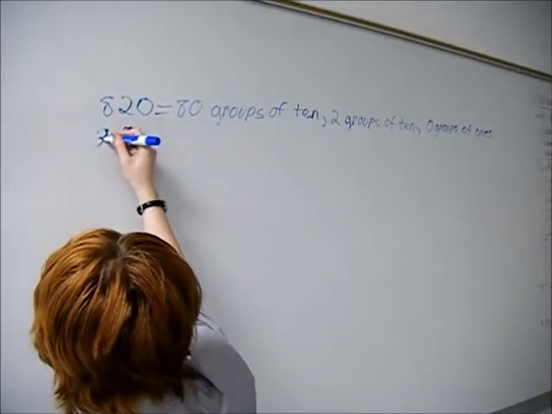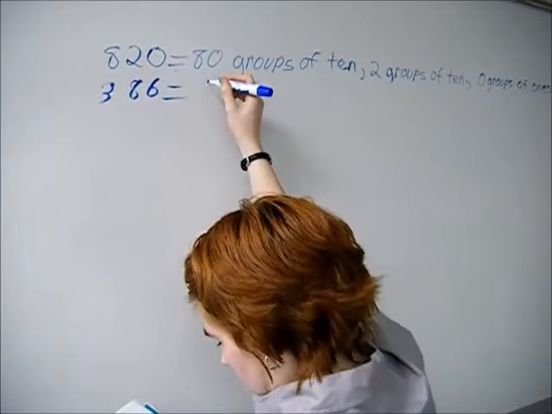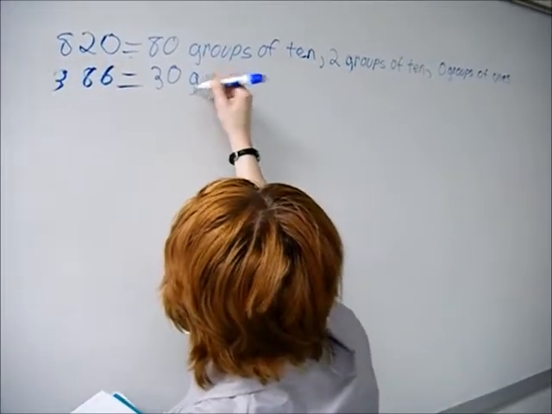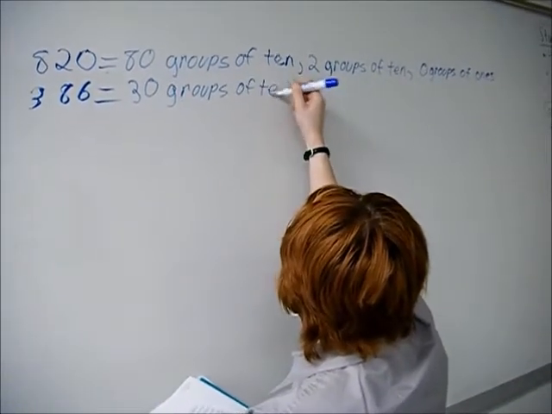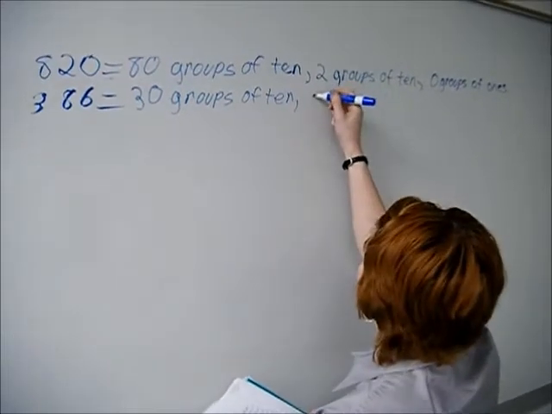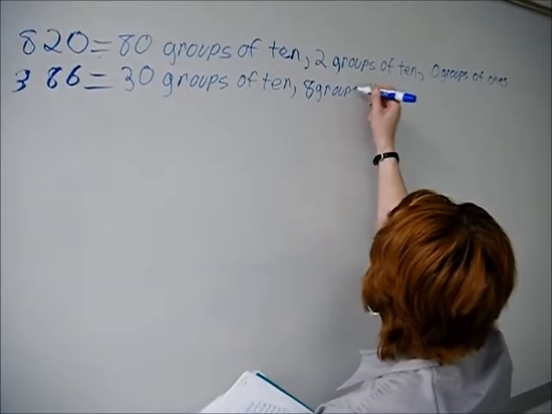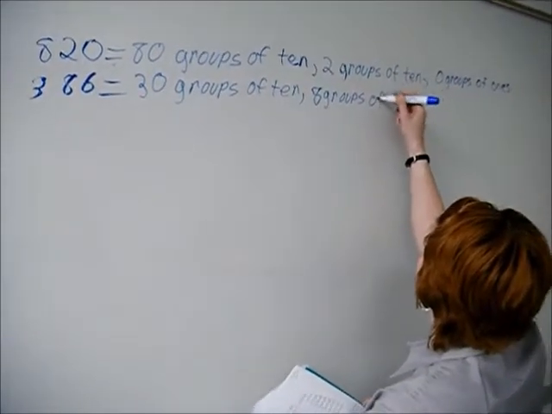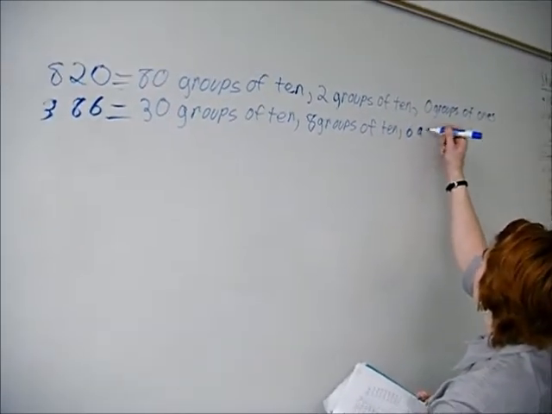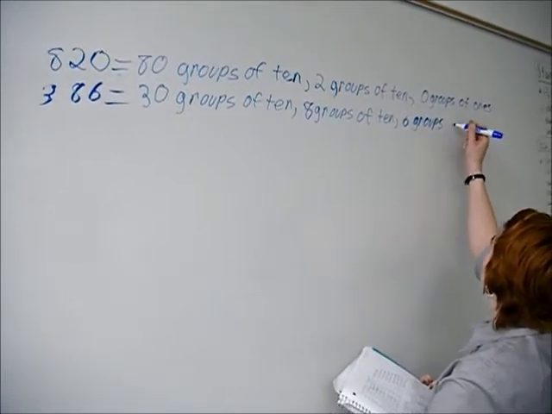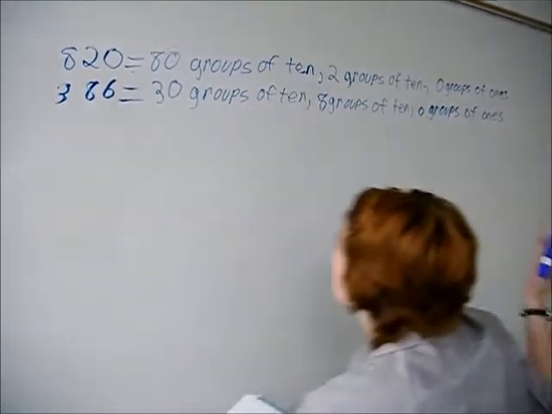386 is our next number, and it's 30 groups of 10 with 8 groups of 10. And then 6 groups of ones. We good? Yes! Alrighty.